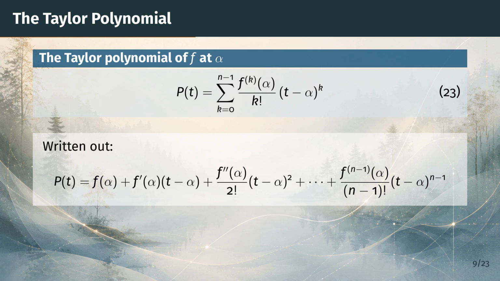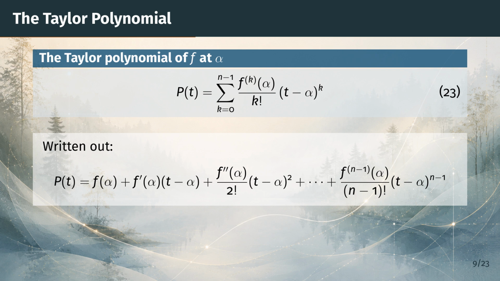The constant term is f of alpha. The linear term is f prime of alpha times t minus alpha, then the second derivative over 2 factorial times the square, and so on. The first two terms alone give the tangent line. So p starts from the familiar linear approximation and keeps refining it.